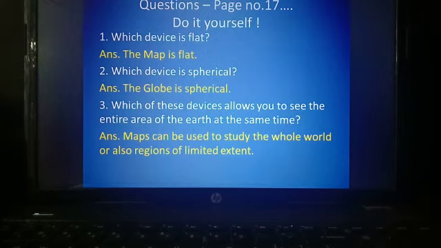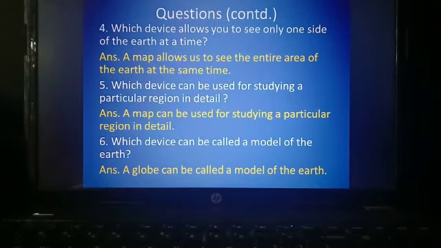Now which one? When you look at picture number 1, what is it showing you? It is a map of the whole world, right? All the regions are shown at one time. The fourth question, which device allows you to see only one side of the earth at a time? That is the map, because maps are made keeping in mind a particular area.